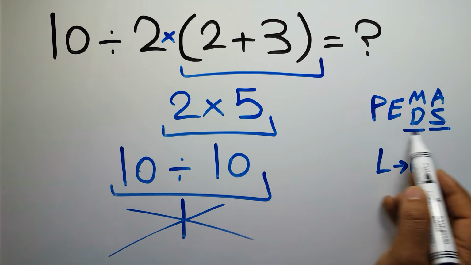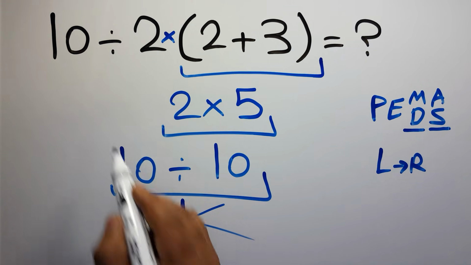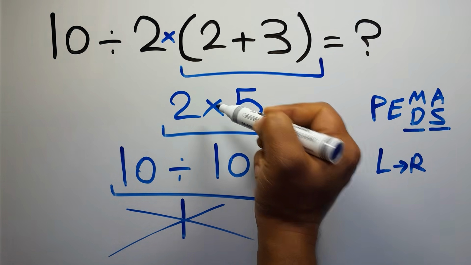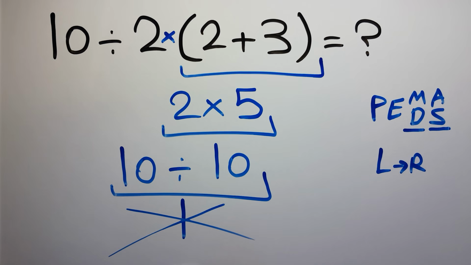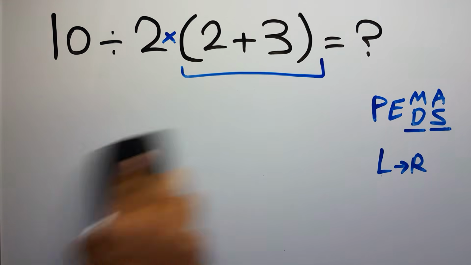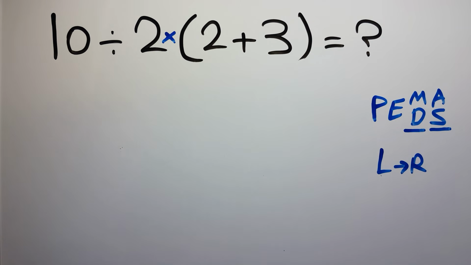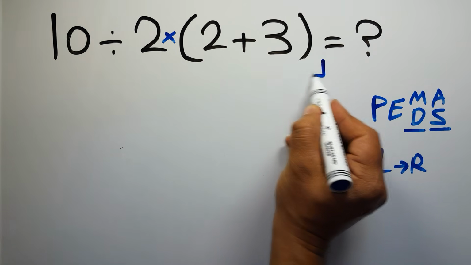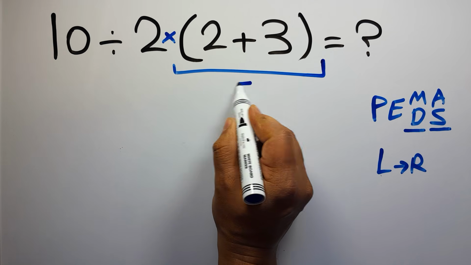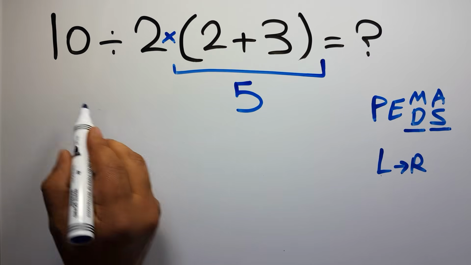Okay, so according to PEMDAS, first we have to do this parentheses, then this division, and finally this multiplication. If we do this multiplication before this division, it is wrong. So first we have to do this parentheses. Inside this parentheses we have 2 plus 3 which equals 5. So 10 divided by 2 then times 5.